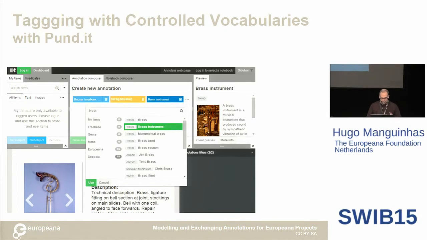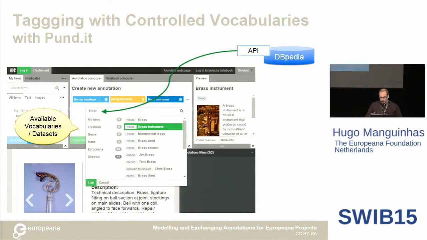So here you can see the available vocabularies. For example, you have Freebase, a general vocabulary, the MIMO instruments ontology, and Europeana. This is to express the linking between, for example, a Europeana object and another object, and also DBpedia. Here you can see the brass instrument DBpedia resource, and I'm going to tag the Europeana resource with the resource from DBpedia.